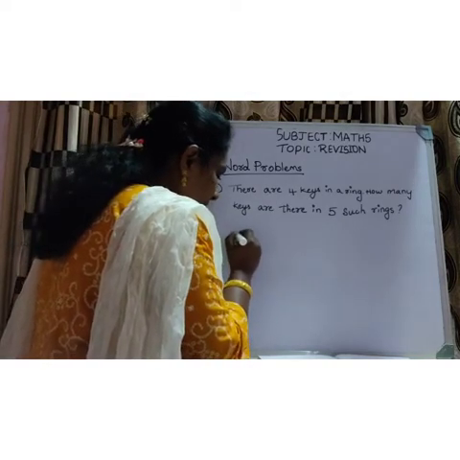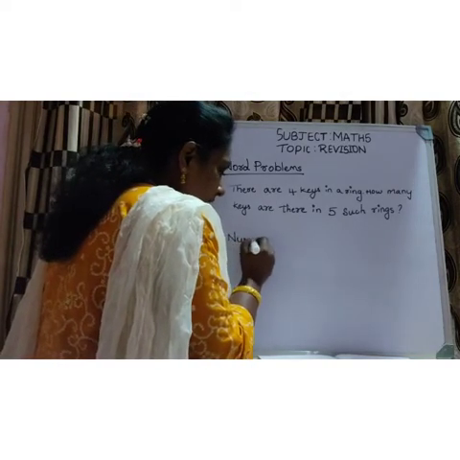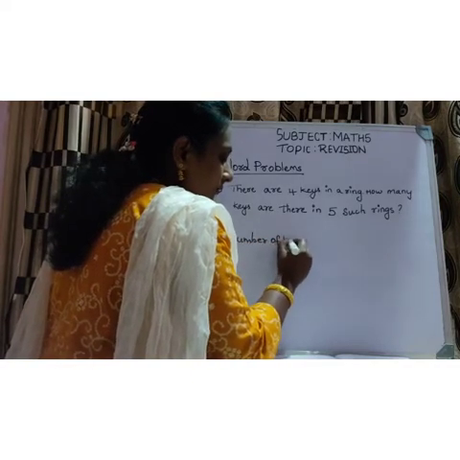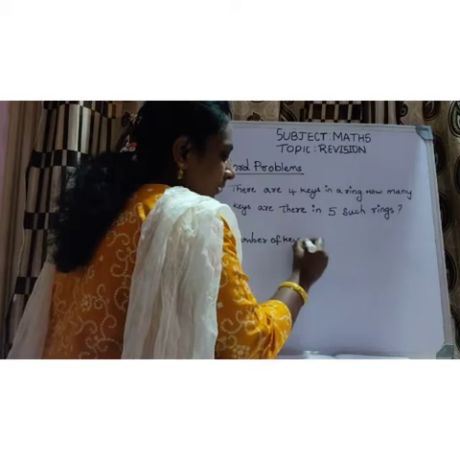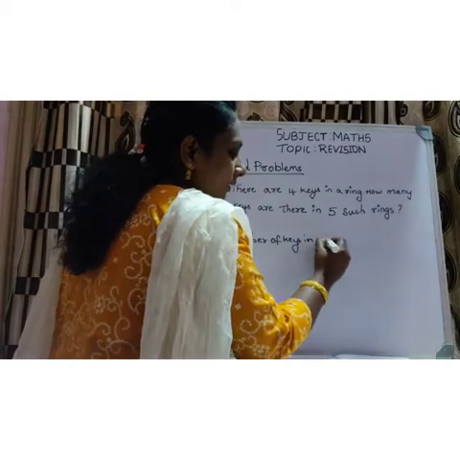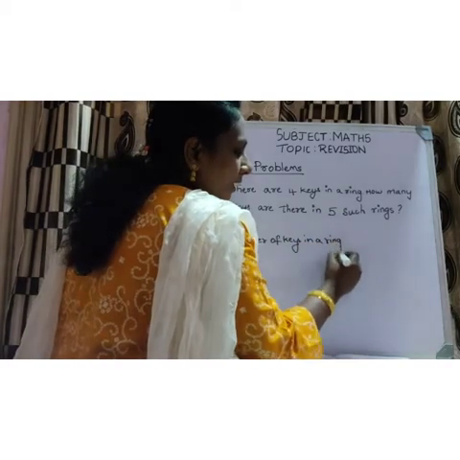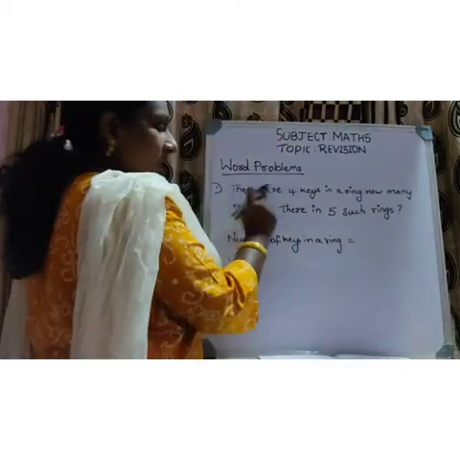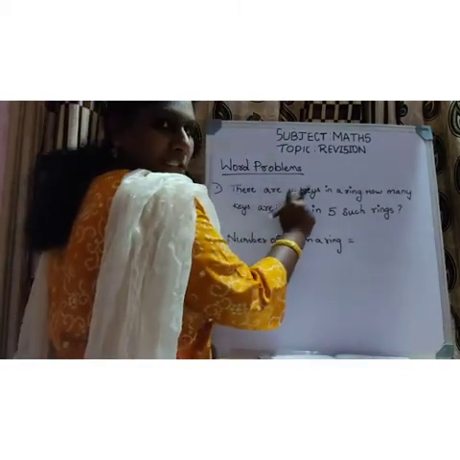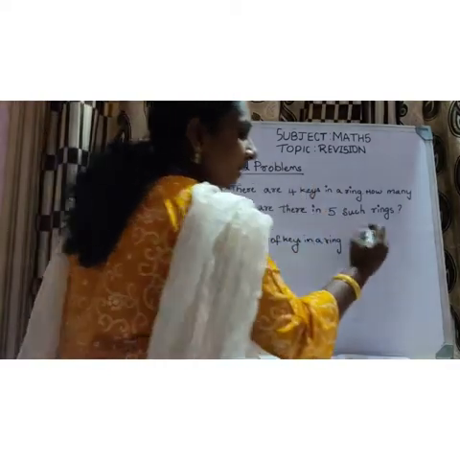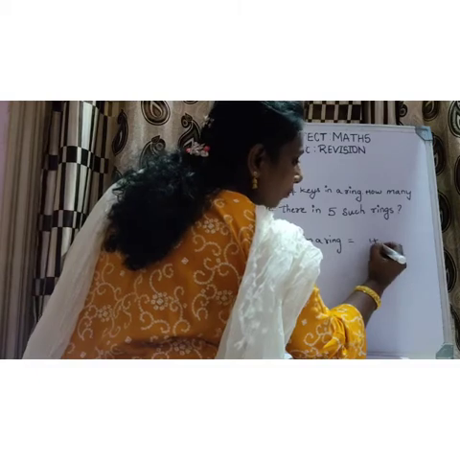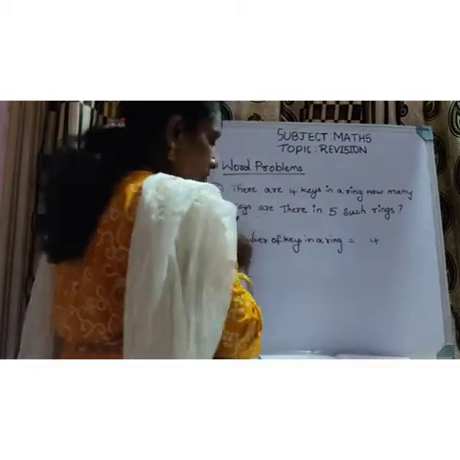Number of keys in a ring. How many keys are there in a ring, children? There are 4 keys in one ring. So I am going to write here 1. On the top of that, you left 2 lines here.